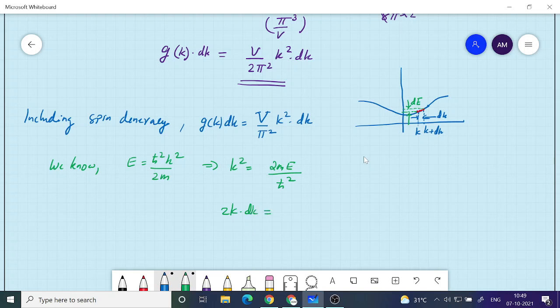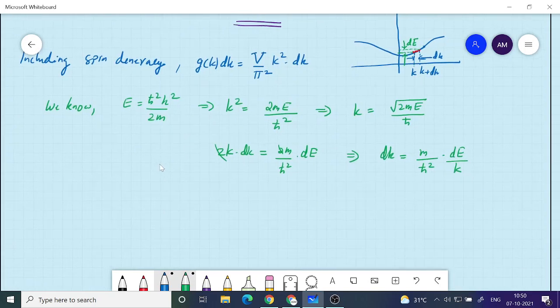is equal to 2m by h cut square, then the differential of E, which is dE. Then I can write dk is equal to, 2 I can cancel, m by h cut square dE by k. But k I can substitute back. If k square is this, then k is basically square root of 2mE divided by h cut. If I do that, then I get the expression for dk also.